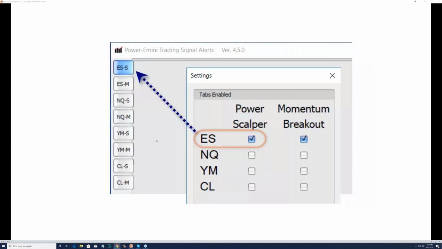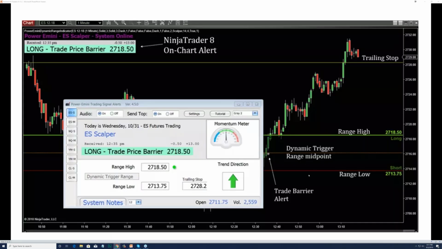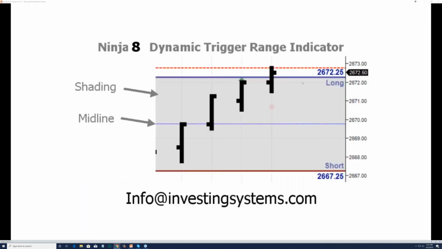Along with that, for the Ninja platform, we have it for both Ninja 7 and 8. We developed on-chart indicators that basically get the same signals right through the software and plot them on the chart for you so you don't have to drag the lines around. That automatically generates the dynamic trigger range and moves it around for you right on the chart, and then you can trade off of those levels.